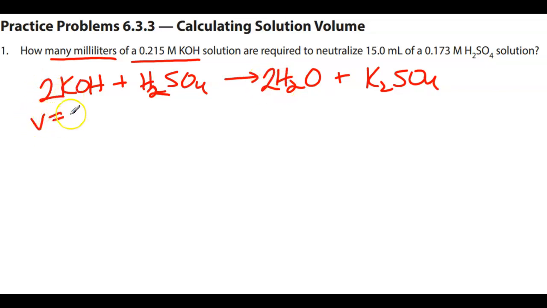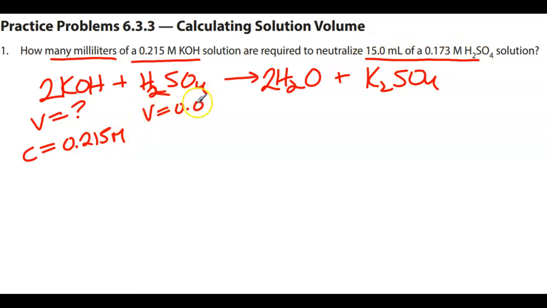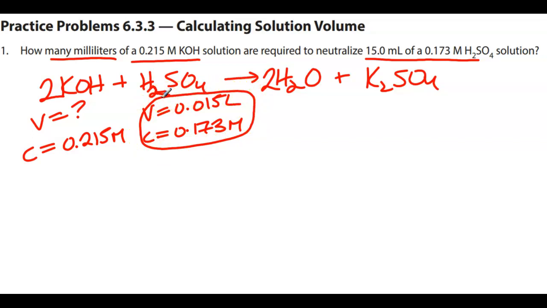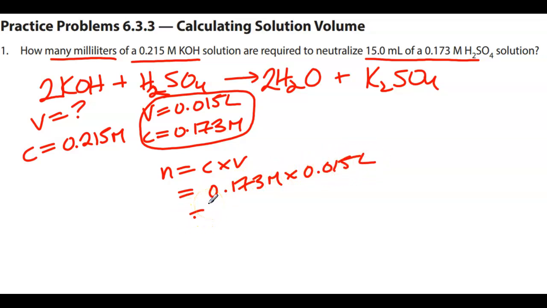Okay, so we're looking for the volume of KOH, and we have the concentration. We're told that we are neutralizing a volume of 0.015 liters of sulfuric acid with a concentration of 0.173 moles per liter. You will always have two pieces of information for one component, and you're missing something of the other one. So here you would still have to find moles. We would do 0.173 moles per liter times 0.015 liters, which gets us 2.595 times 10 to the negative 3 moles.